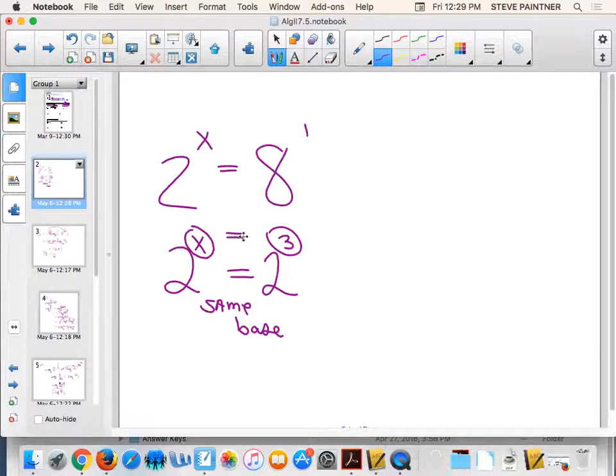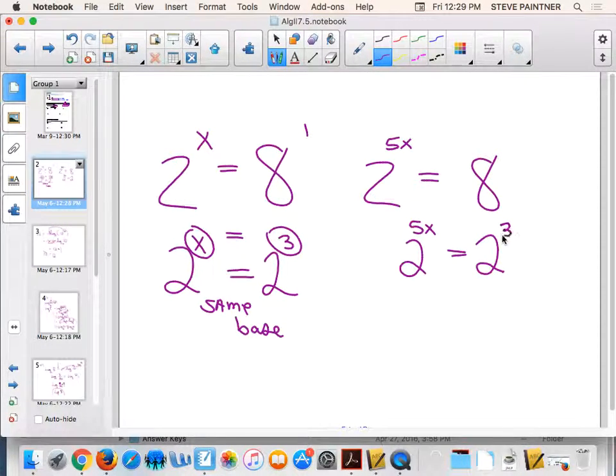So let's try this. How about this one? Let's do it again. How about if I go 2 to the 5x equals 8? Do the same thing. Change 8 to base 2. If you change 8 to base 2, you'll get 2 to the what? Third. Third is 8. Well, for this to happen, bases have to be the same. Exponents have to be the same to be equal. So then you just set these two numbers equal to each other.